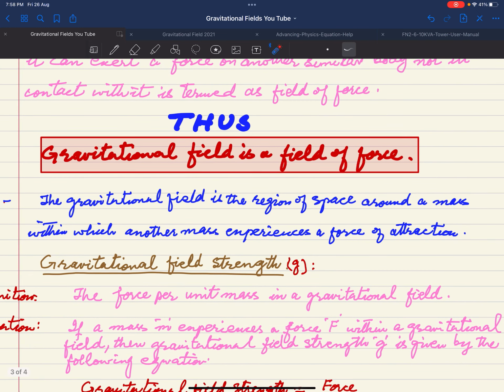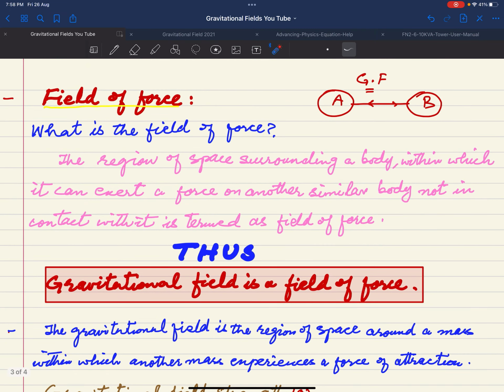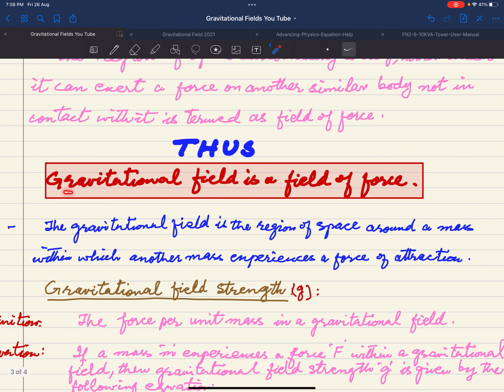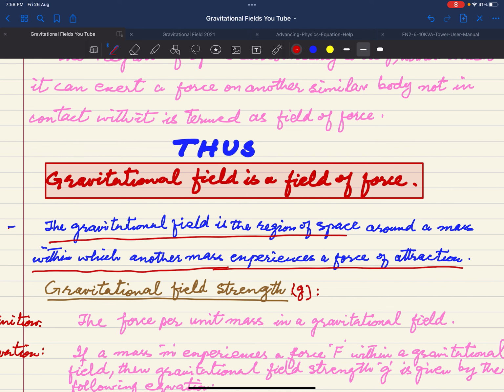Now the gravitational field is a region of space around a mass within which another mass experiences a force of attraction. So after defining the field of force, specifically if we are talking about the gravitational field, we can define it this way: the gravitational field is the region of space around a mass within which another mass experiences a force of attraction. This is a very important thing as far as the definition is concerned.